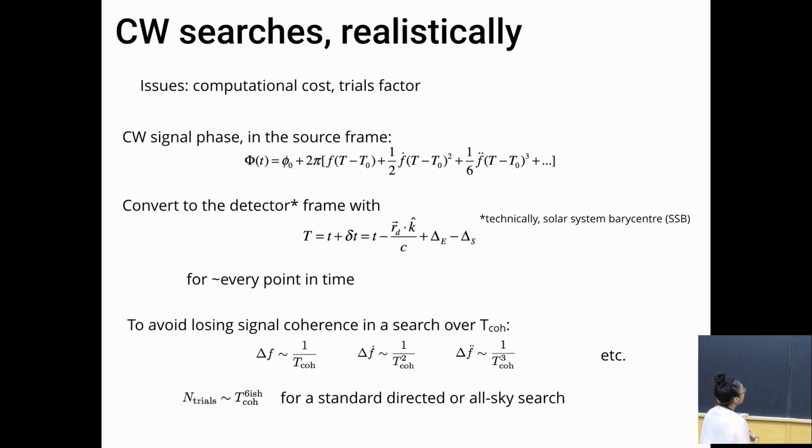And similarly for an all sky search, right? Because for an all sky search, you have to search over the entire sky, so you have a lot more to deal with. But because you're searching over the entire sky, maybe you only go down to the first spin down.